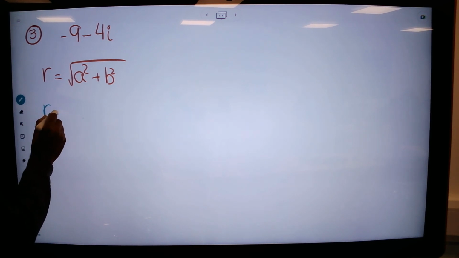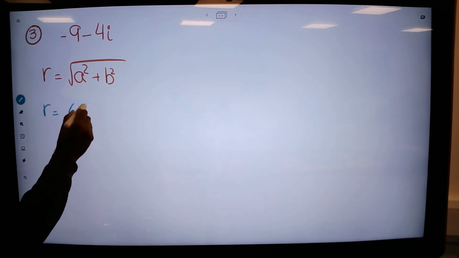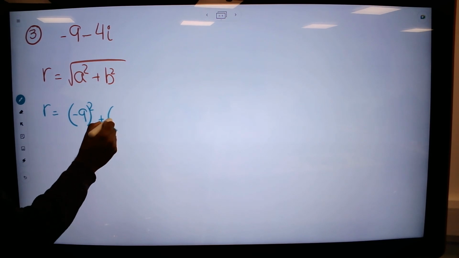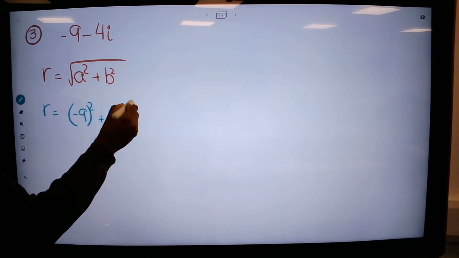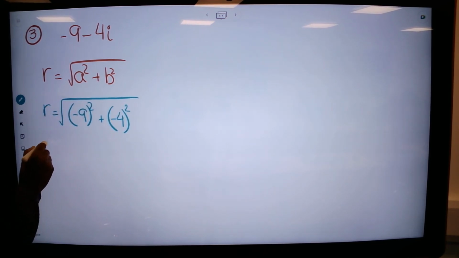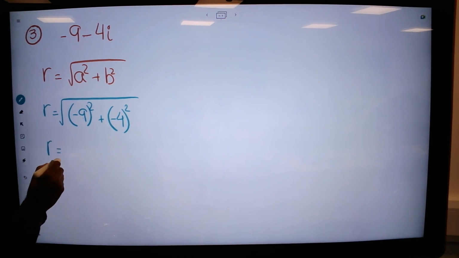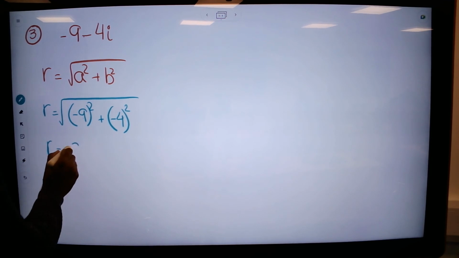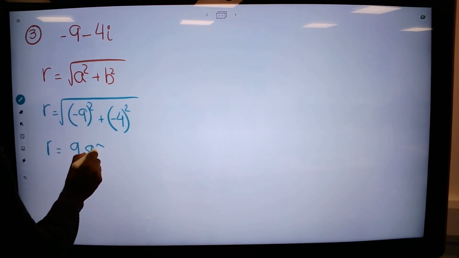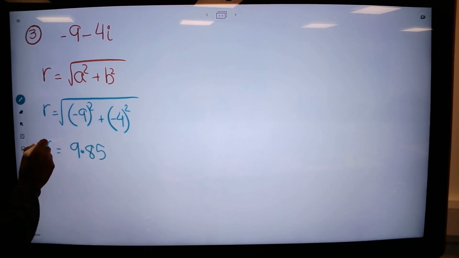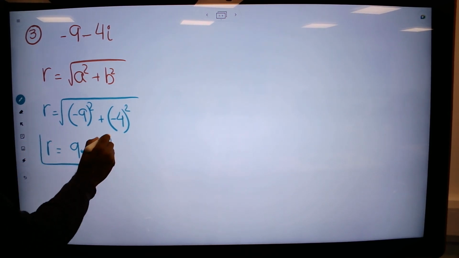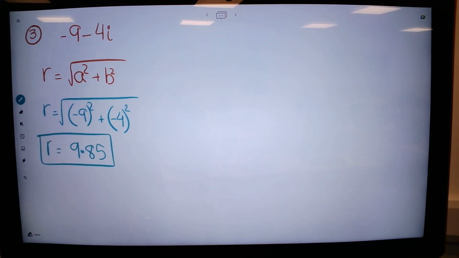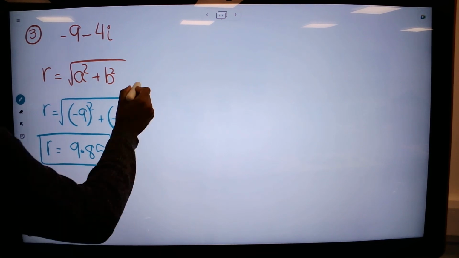So r equals minus 9 squared plus minus 4 squared. Make sure they are in brackets with the minus. Can anyone give me the answer please in decimal? 9.85. 9.85, thank you. Yeah, good, 2 decimal places. Okay, so this is my value of r. Done. Now I need to find out theta.